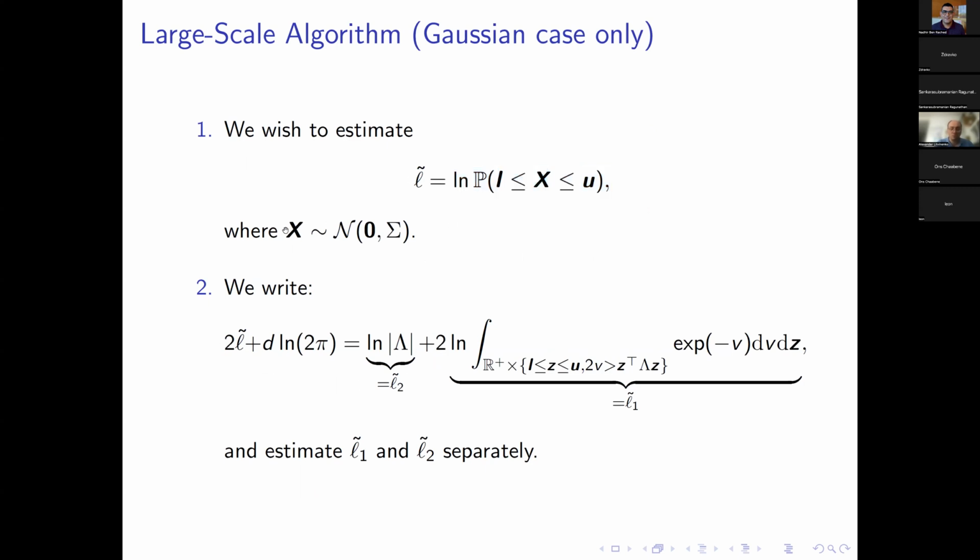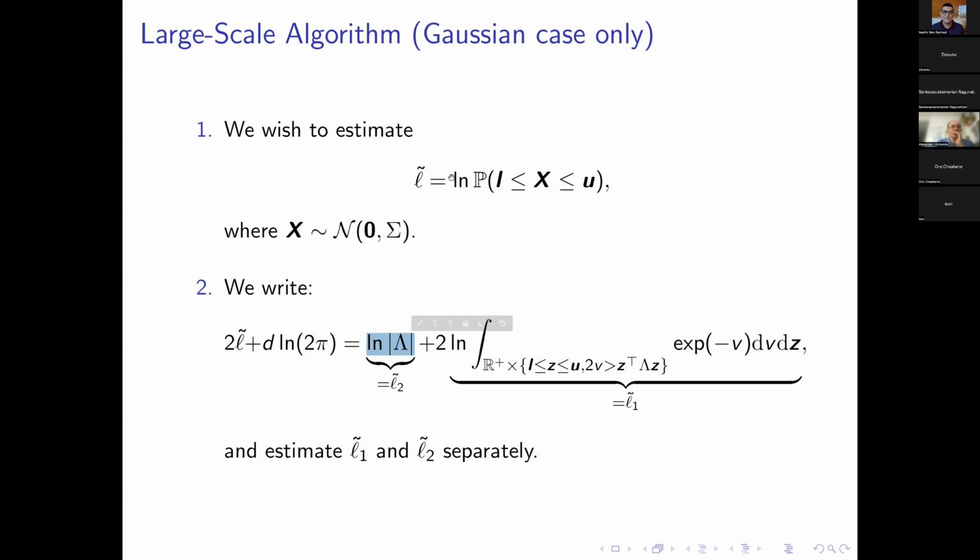this quantity. So I'm looking at a Gaussian case. Obviously, the multivariate student will be similar. So the idea is to write this probability as an integral over a region and a log determinant. Now, this log determinant comes simply from the Gaussian, right?